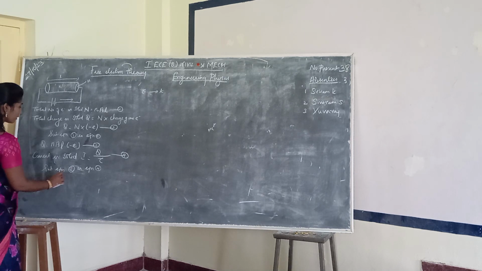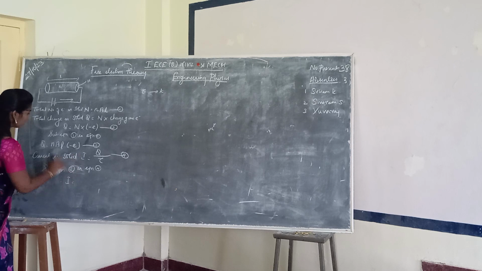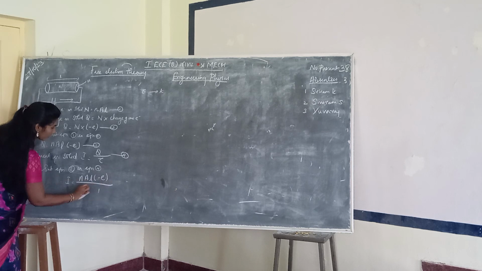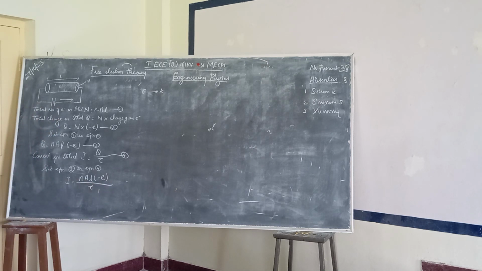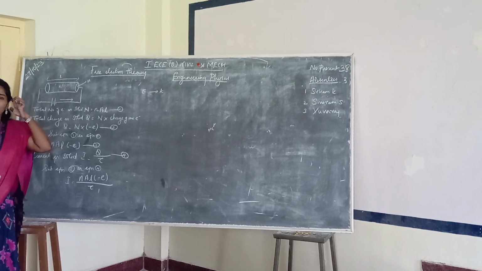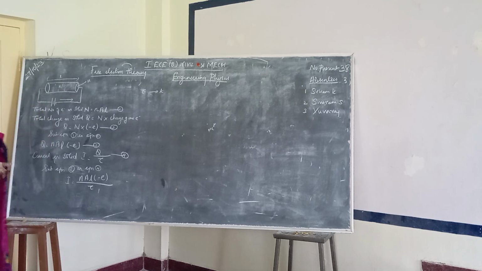So what do you write here? First, I is equal to, and what is the Q value? N A L into e divided by t. Understood in this step? Any doubt? Now, when the current is produced in our considered solid material, it has some current density. The current density is the amount of current passing through the material per unit area.